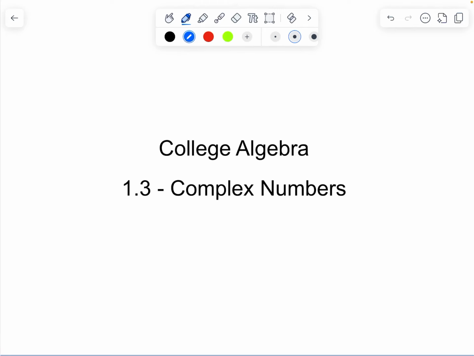If you have not already, this is a good time to go back and review that video that reviews how to simplify radicals. That's really going to come into play today when we're trying to talk about complex numbers.